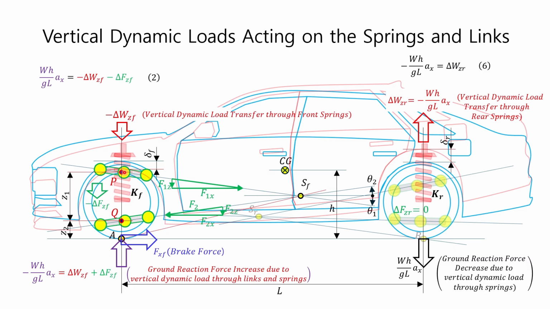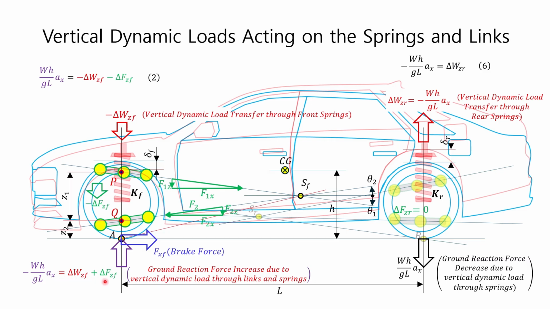The ground reaction force relative to the total vertical dynamic load transfer is equal to the sum of the load transfer through the springs, delta WZF, and the load transfer through the suspension links, delta FZF. At the front wheels, the vertical load increases by the amount of these vertical dynamic load transfers.